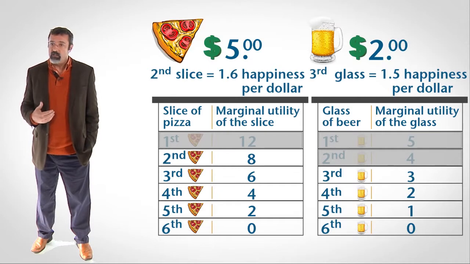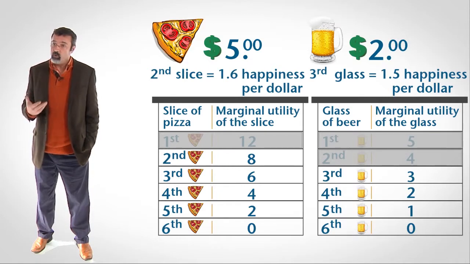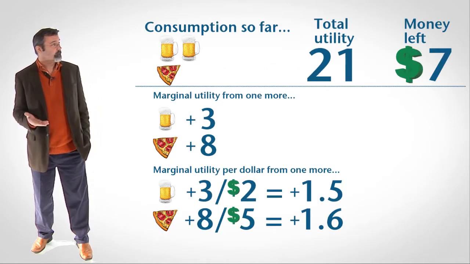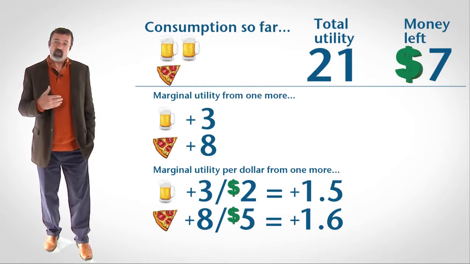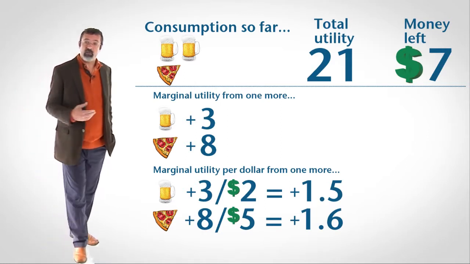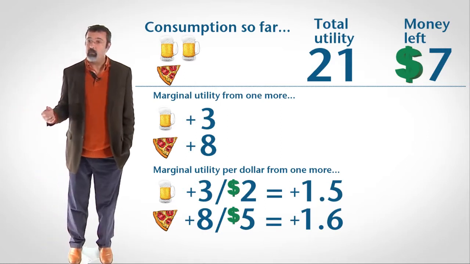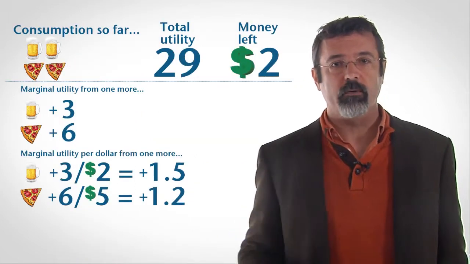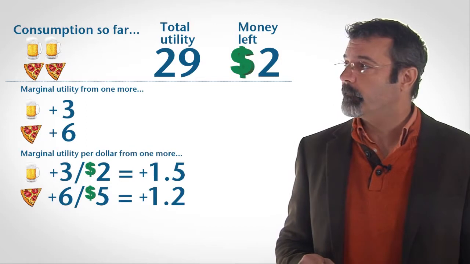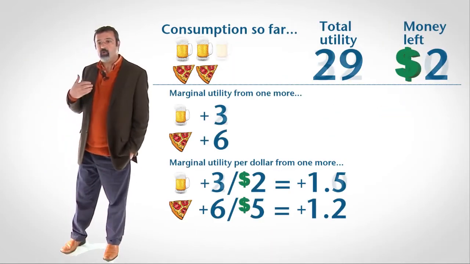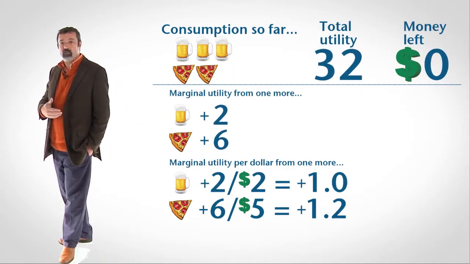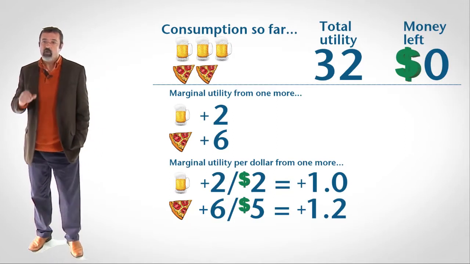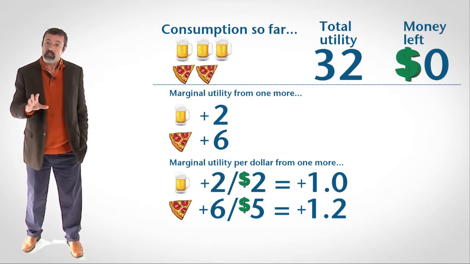Again, your marginal utility for beer declines, which leaves you looking like this. You've spent a total of $9, and you'll get more happiness per dollar from another slice of pizza than you will from another beer. So you order another slice of pizza. Finally, you consume one more beer, and you've spent your entire $16. You walk out of the bar looking like this.